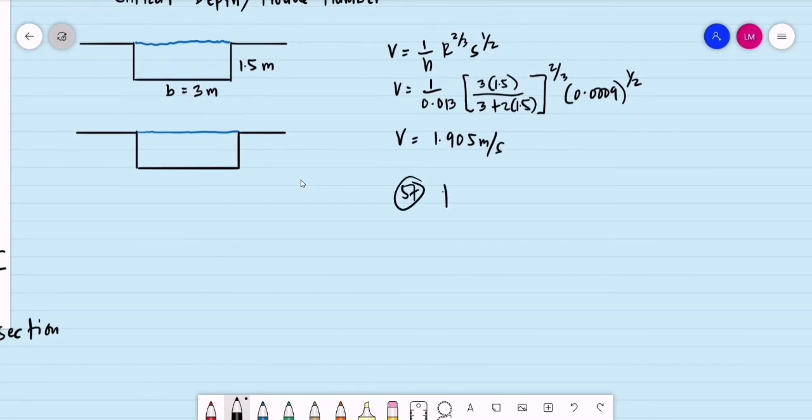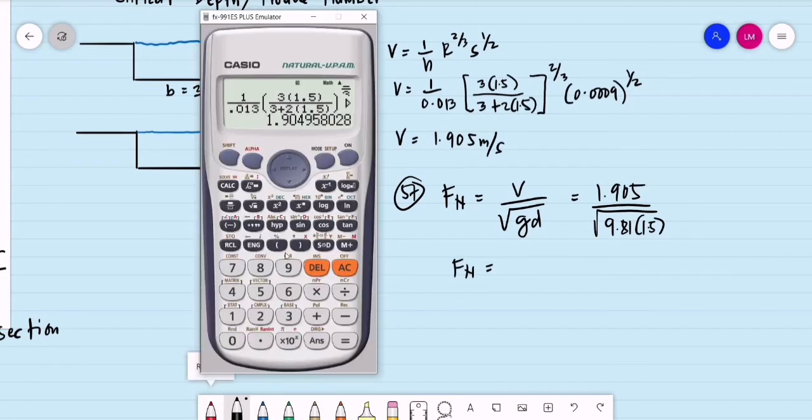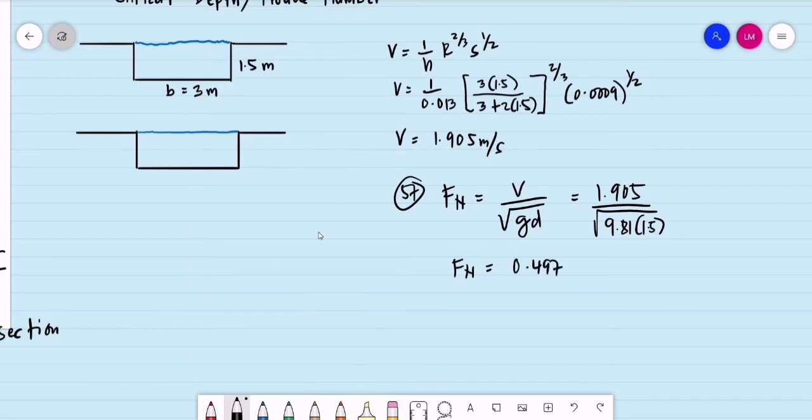Okay, for number 57, rectangular naman yan. So, the Froude number is the velocity divided by the square root of acceleration due to gravity times the depth. So, this is 1.905 divided by the square root of 9.81 times 1.5. So, yung Froude number natin dito will be equal to 0.497. This is obviously less than 1. So, ang sagot natin dito, it is a subcritical flow.